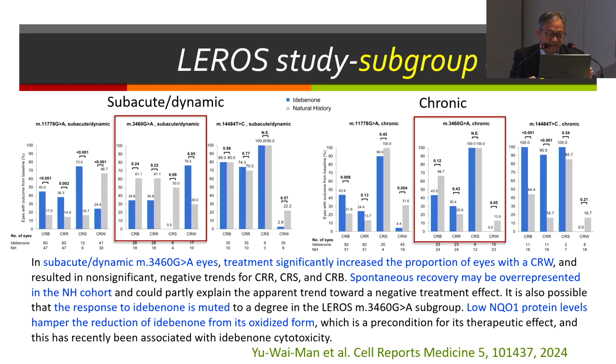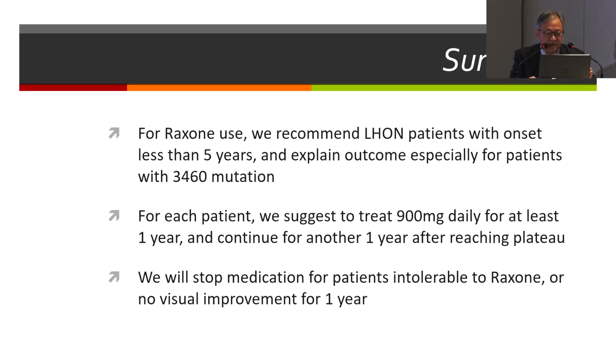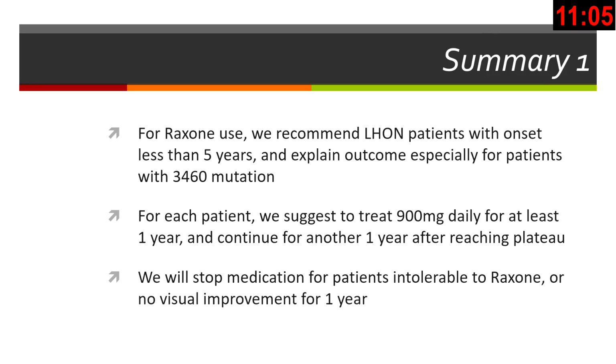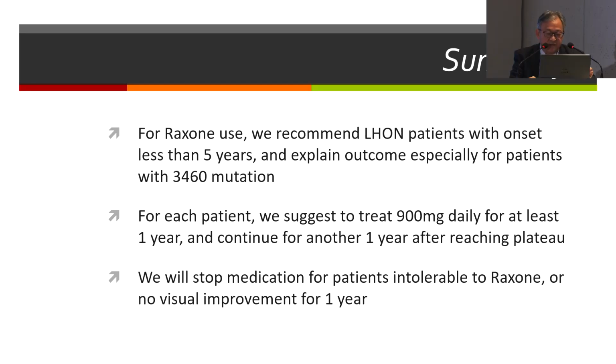ganglion cells. So in summary, for Raxone use, we will recommend it for LHON patients with onset less than 5 years, and for the patients with 3460, we will explain the LHON outcome before use. For each patient, we suggest treating with 900 milligrams daily for at least 1 year. If there's improvement, we will continue for another 1 year after reaching plateau. And we will stop medication for patients who are intolerant to Raxone or have no visual improvement after 1 year.